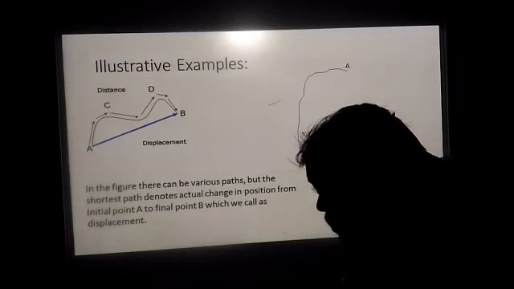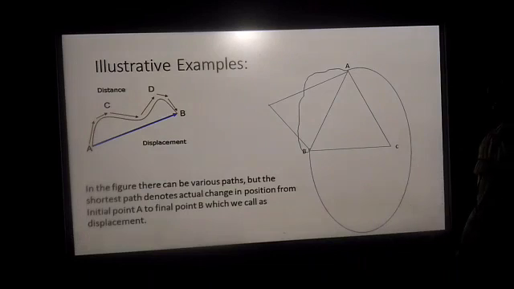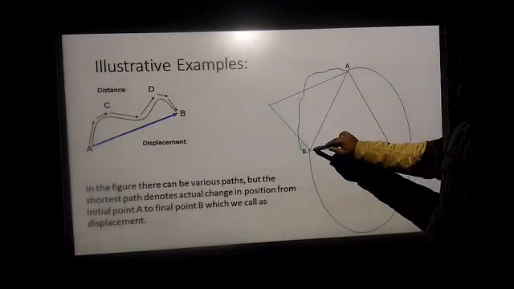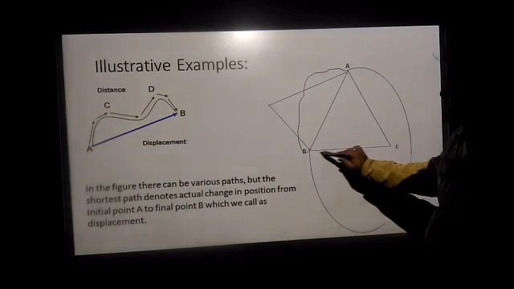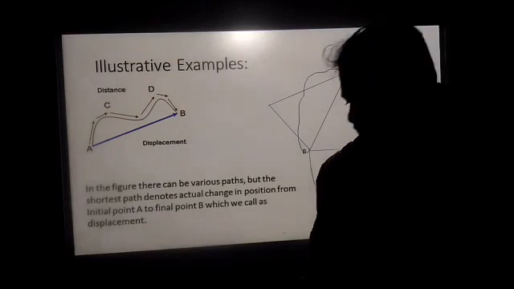Okay. Now take the next example. You can go in either direction. Here was the A, here is the B. You can go from this side to this side. You can go via C, or you can take a circular path. This could be an example of distance and displacement.